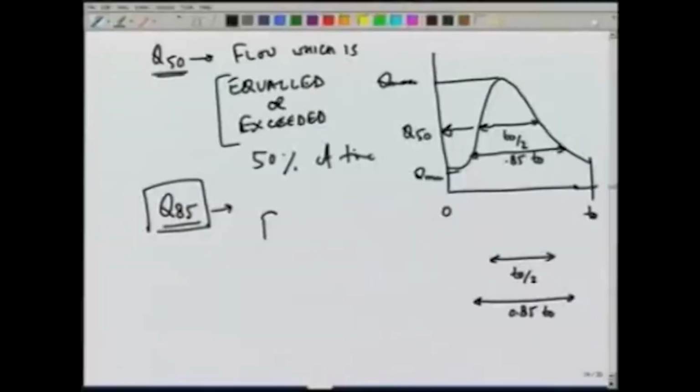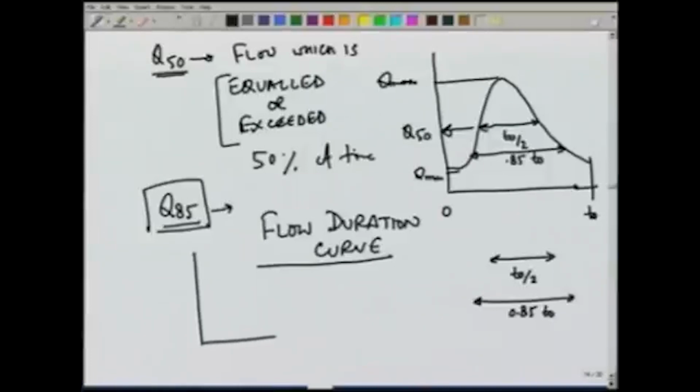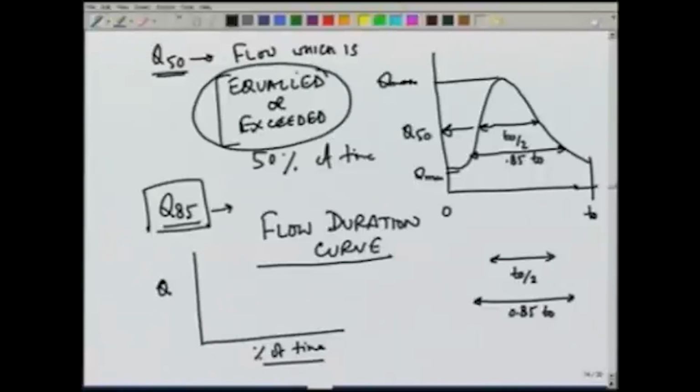To answer these questions, we use what is known as a flow duration curve, which plots this percent against Q. And this percent of time, when we write here, this is percent of time equaled or exceeded, and the curve would look like this.